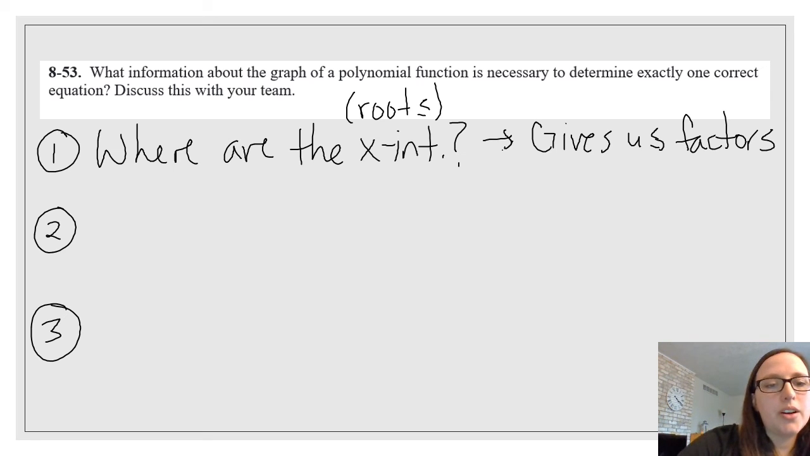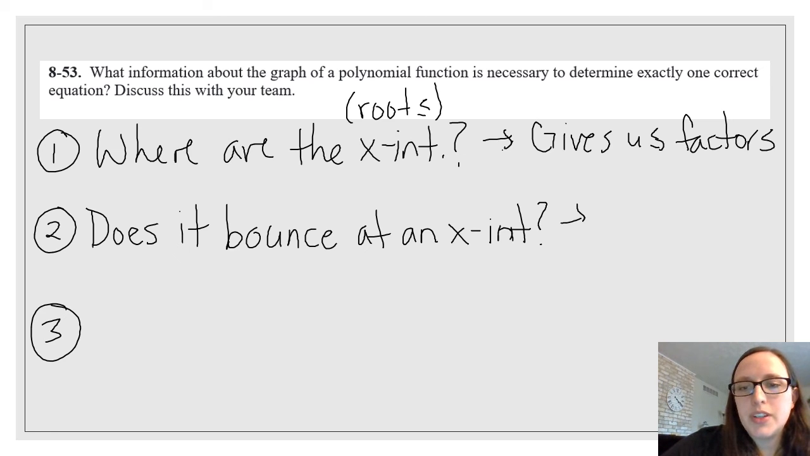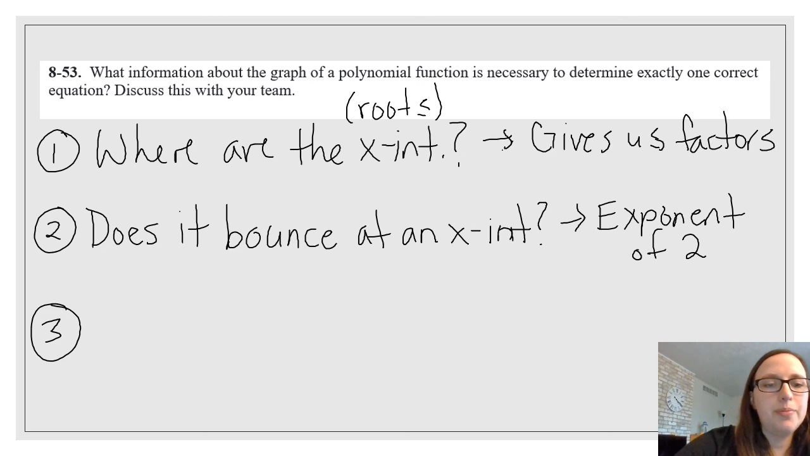Secondly, we need to know where there are any bounces. So if it does, then that would be an exponent of 2 for that specific factor. And finally, the first 2 we can do for any equation if it just asks us for a standard equation based on the x-intercepts.